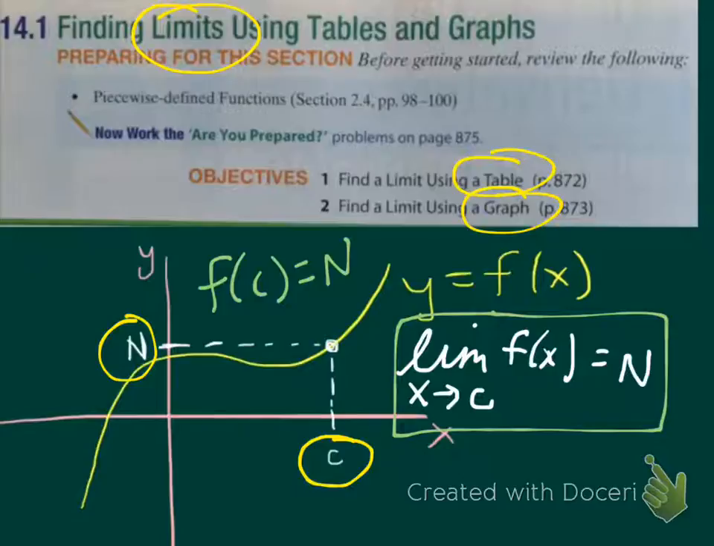What this says, to elaborate a little bit, is that as x approaches c, meaning as x gets closer and closer to some real number c, the y values are getting closer and closer to a certain number. Then we say that this function has a limit as x approaches c. We'll do some examples, and hopefully you'll be able to look at a graph and find its limit pretty quickly.